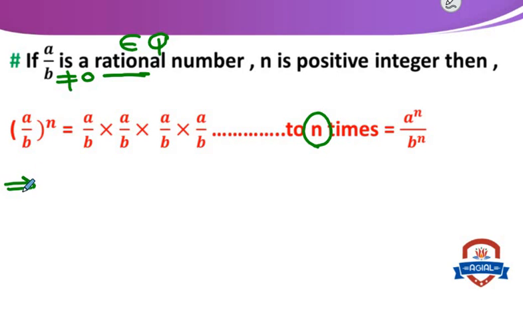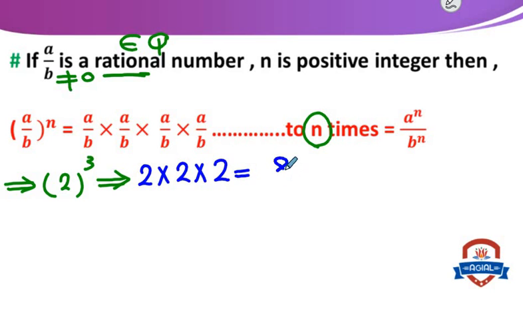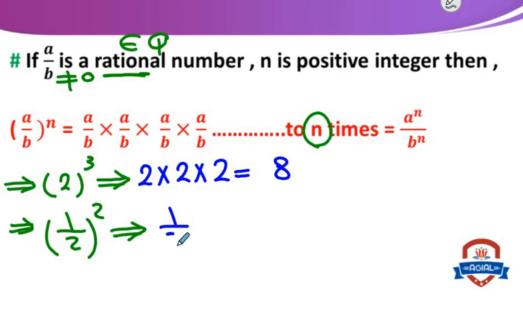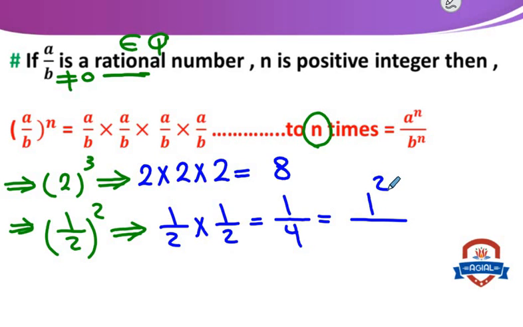For example, 2 to the power 3. This means 2 repeated 3 times. 2 times 2 times 2 equals 8. Another example: half to the power 2. This means half repeated 2 times. Half times half equals 1 over 4, which equals 1 to the power 2 over 2 to the power 2. 1 to the power 2 equals 1, and 2 to the power 2 equals 4, so it equals a quarter.